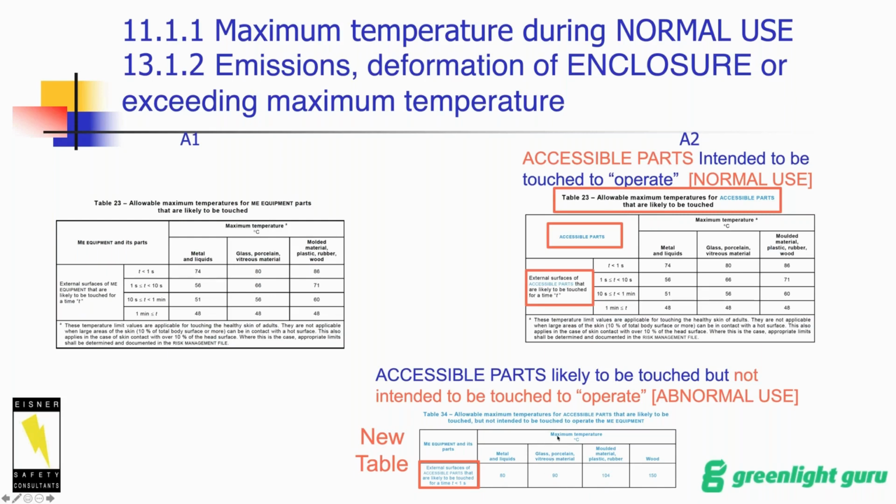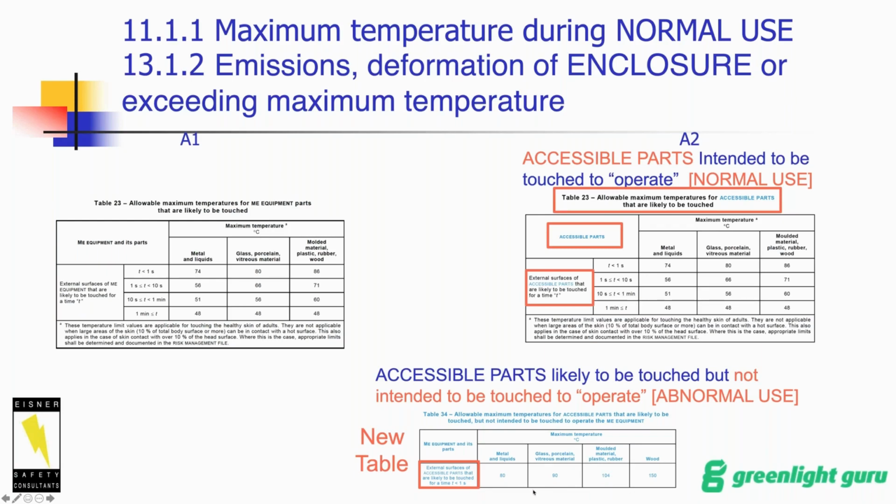So table 23 is for normal use when you are intending to touch the product to operate it. And table 34 here is when you are operating the device but touching the product but not intending to touch it to do so. So in a single fault, short term, and if you look here closely, you'll see less than 1 second scenario.